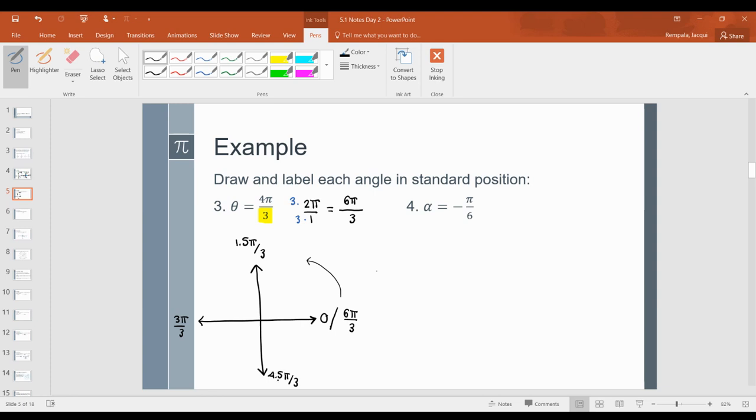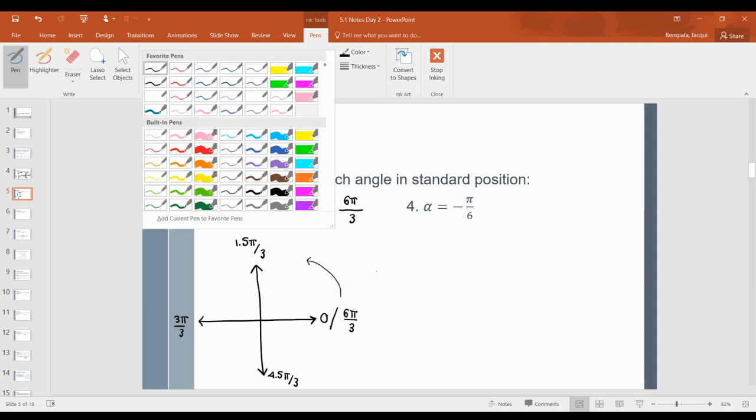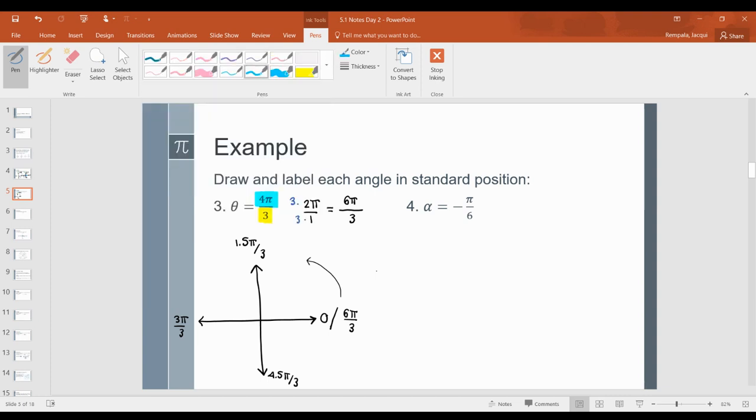And then notice that if I add 1.5 onto 4.5, that's going to take me to 6. Because my numerator is 4, I have plenty of numbers here because 6 pi over 3, 6 is bigger than 4. I don't have to keep looping around and adding on 1.5 to each of my numerators. I can stop after that first round. So what I want to do is I want to draw my initial side here on the positive x-axis. And now I want to draw my terminal side. So I want to figure out where's 4 going to fall.